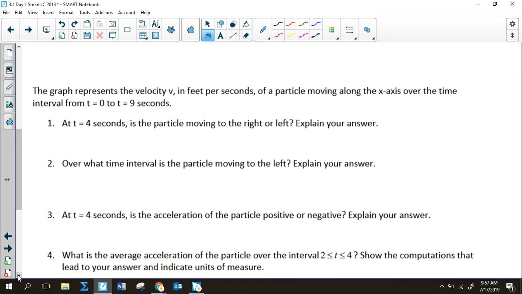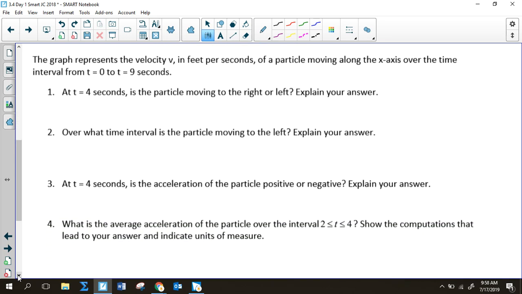Okay, so the first question is, at time equals 4 seconds, is the particle moving to the right or to the left? Well, it's moving to the right because v of 4 is greater than 0. That's all you need.